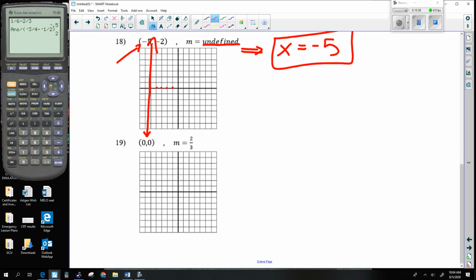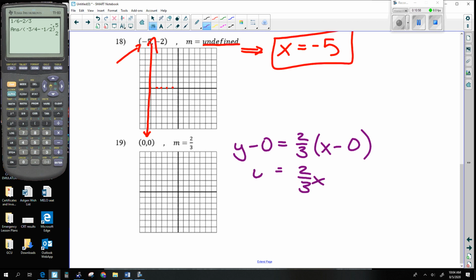Okay, last but not least, number 19 down here. Number 19, so y minus y1 is equal to m x minus x1. There you go. Distribute that in. Minus 0, add 0. There you go. y is equal to 2/3 x. So there's your equation of a line. You can kind of think of it as being plus 0 if you really want to think of it that way. So I see that the y-intercept is 0, rise 2, run 3.